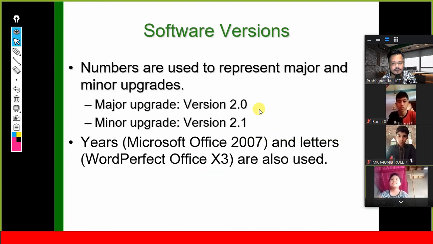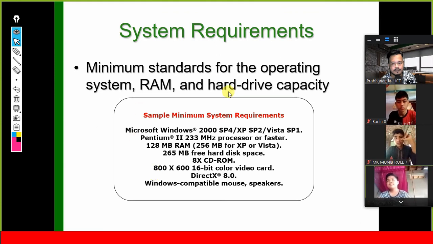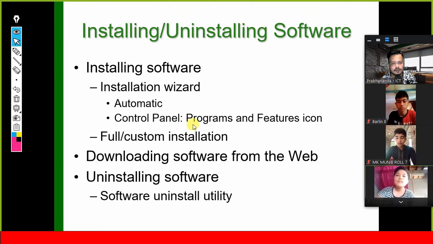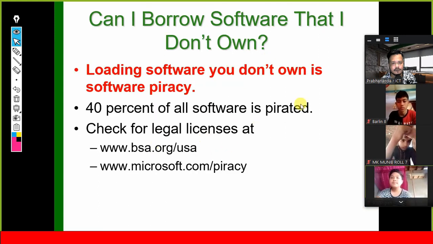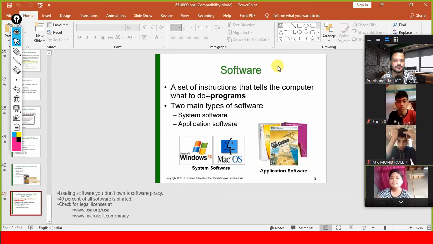Software version, major version, minor version, version 2.0, 2.1. These are the types of software versions. These are minor versions, they are the update versions of the previous one. System requirement, installing and uninstalling, opening software, all of this you can know.